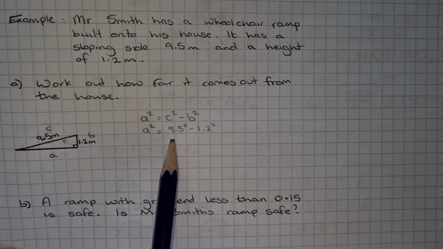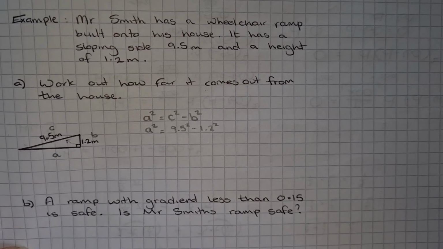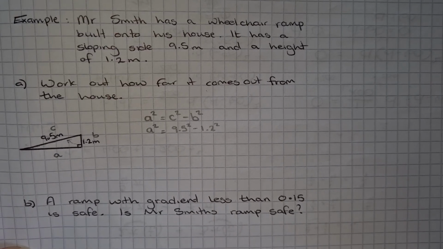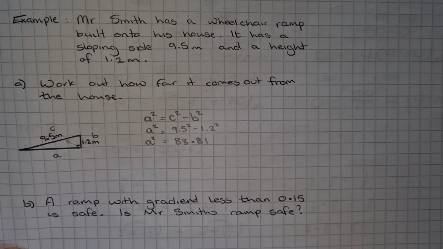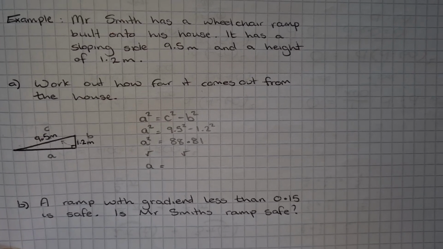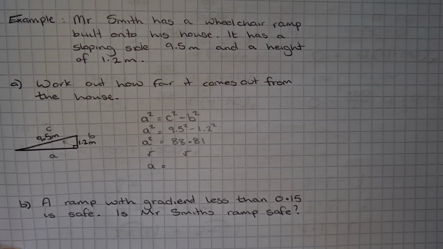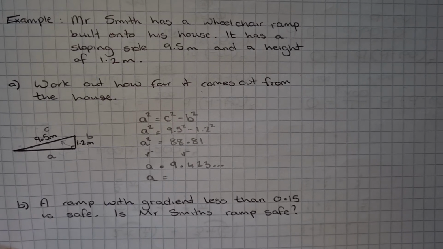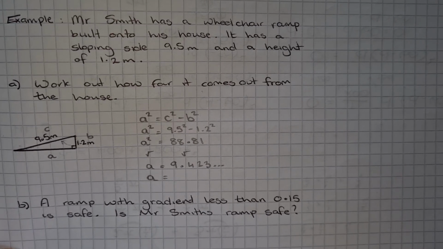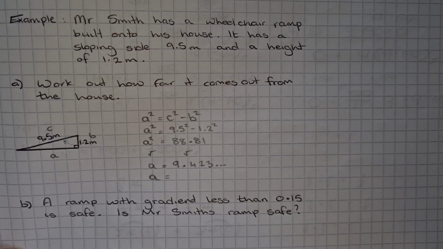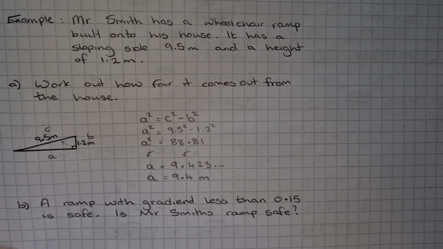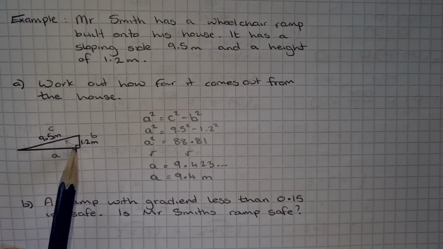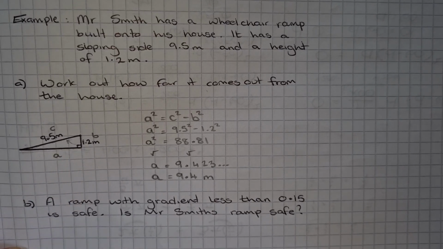So we've got 9.5 squared take away 1.2 squared, and you can type that straight into the calculator and you get 88.81. Then at this point we need to square root both sides, and we end up with a long number, 9.423. It keeps going, so I'm going to round it to one decimal place on the next line. So it's 9.4 metres. So that means that the horizontal distance is 9.4 metres.